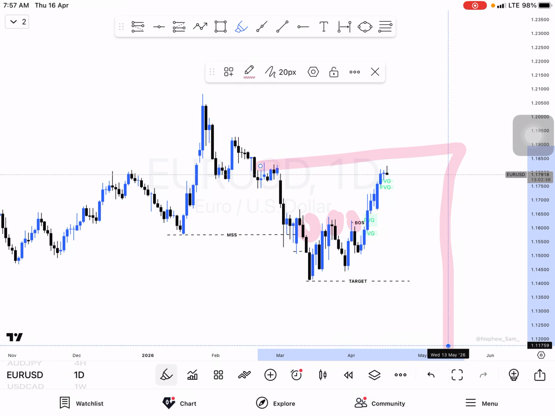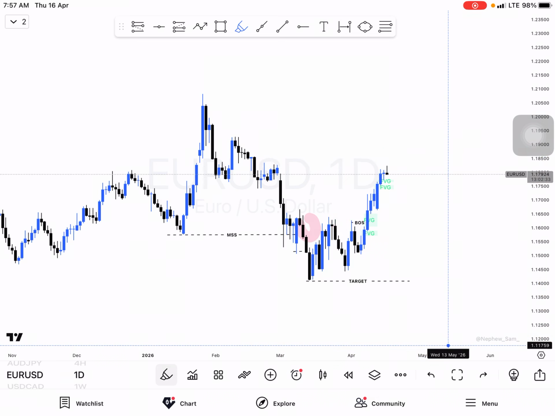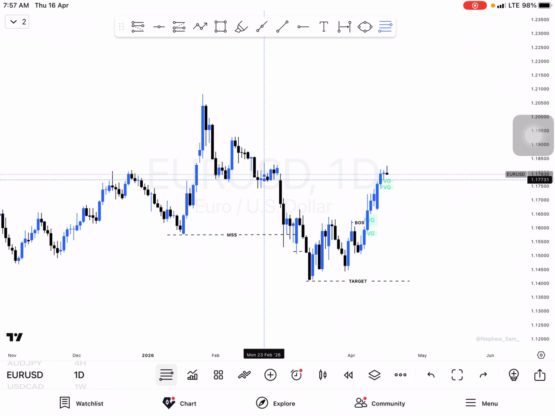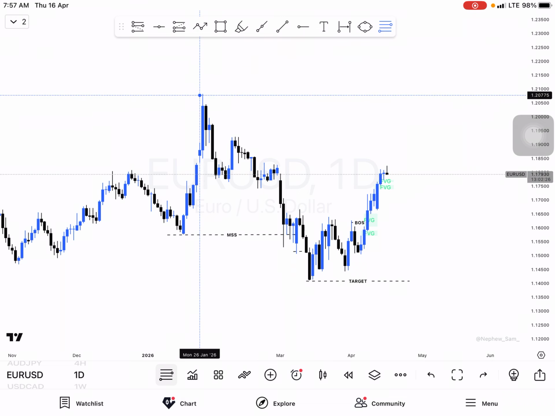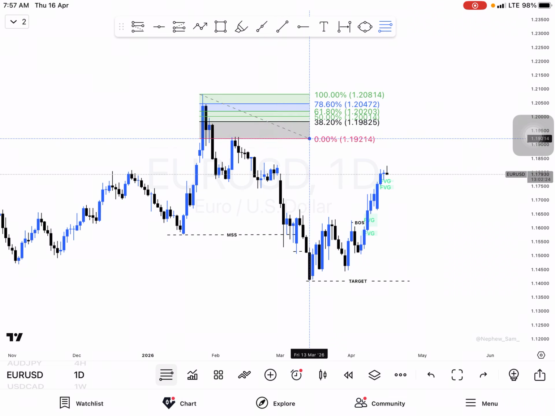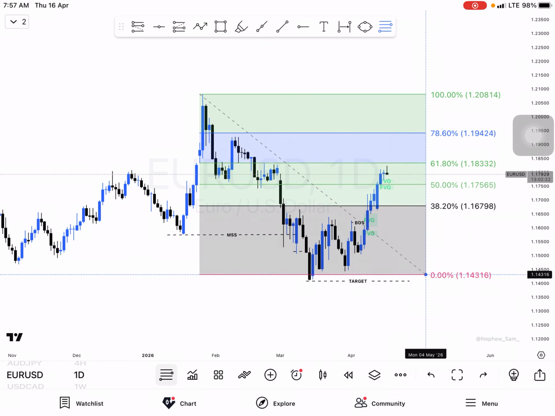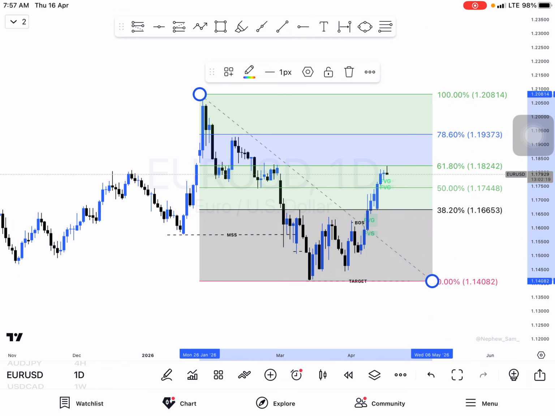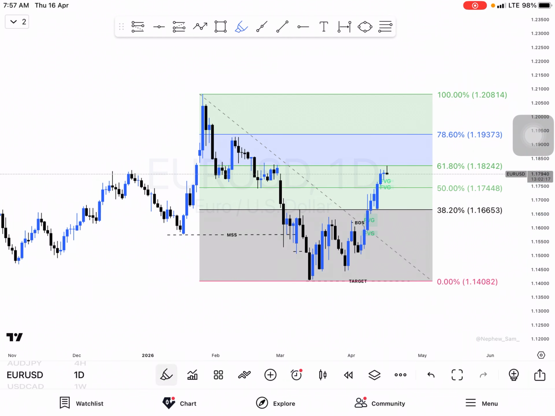And now the market is grabbing liquidity. It has grabbed enough liquidity, and we know before the market moves, it has to grab up to 50% of the Fibonacci level, or 60, sometimes 70%. Now we can see that the market has grabbed liquidity above the 50% of the Fibonacci. This is the 50%, and now we are on the 60% Fibonacci level, which means the market has grabbed enough liquidity to fuel the market to move to the downside.